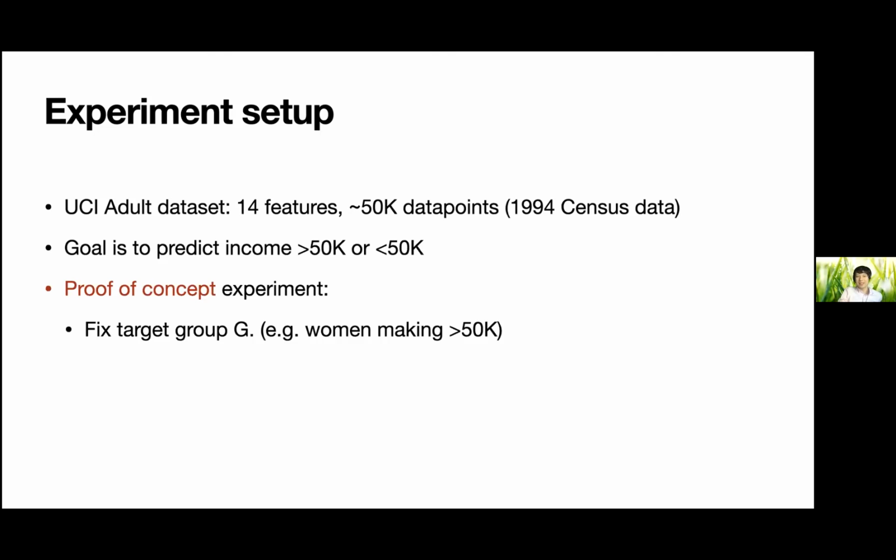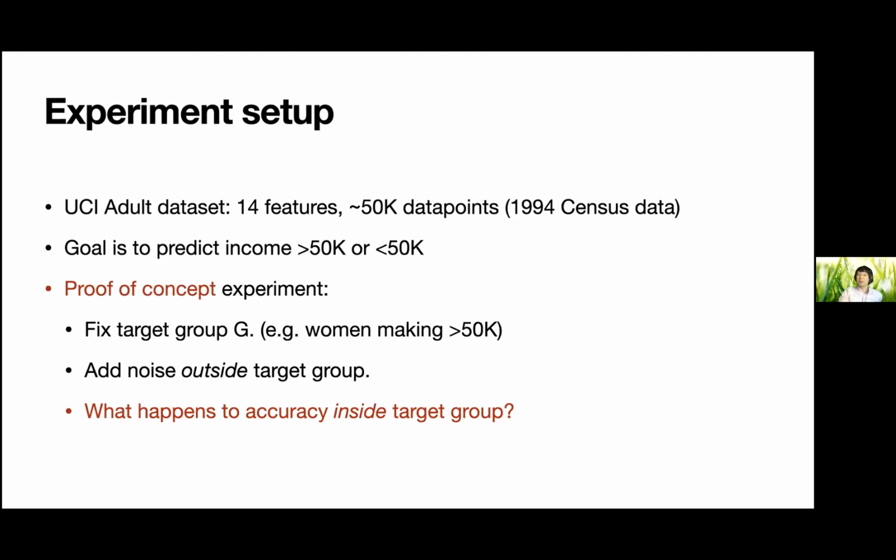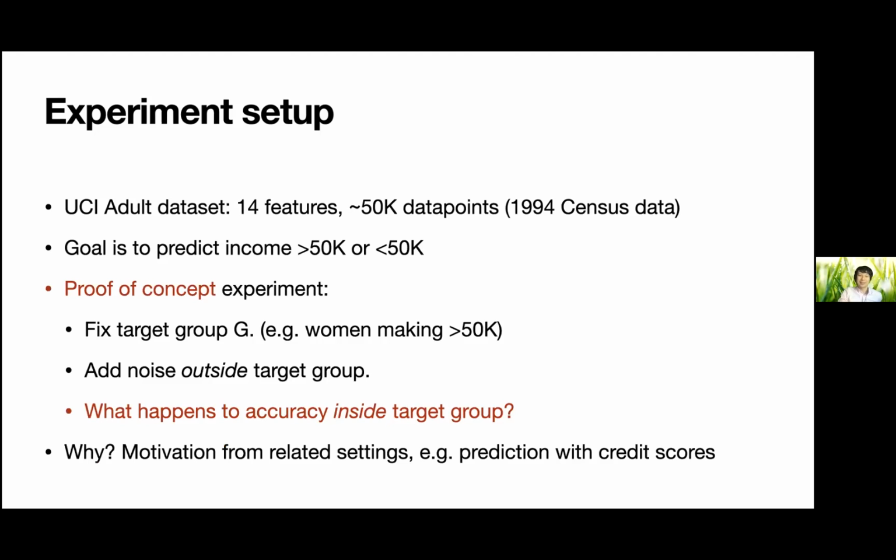Here's the experiment we did, which is motivated by the fairness literature: you fix a target group G, for example, women making over 50K a year. Then you add flip noise outside of the target group, and we see what happens to the accuracy inside the target group. The motivation is that in the literature, it's believed that the noise between different groups does indeed vary, and we want to see how everything behaves if we inject even more noise.